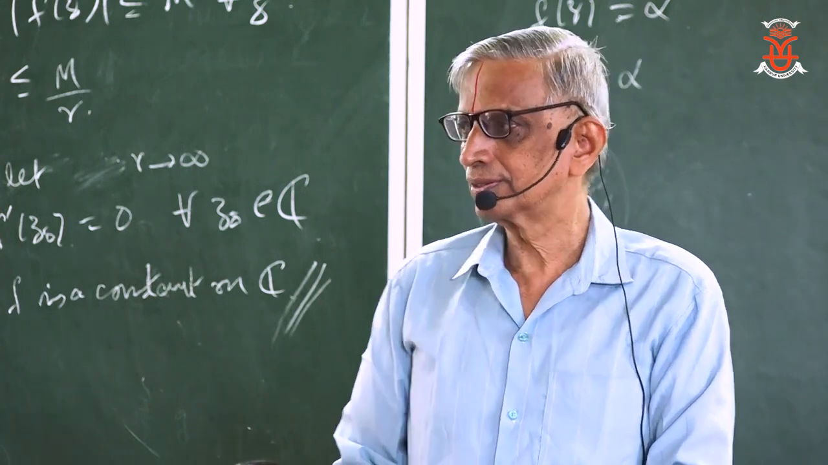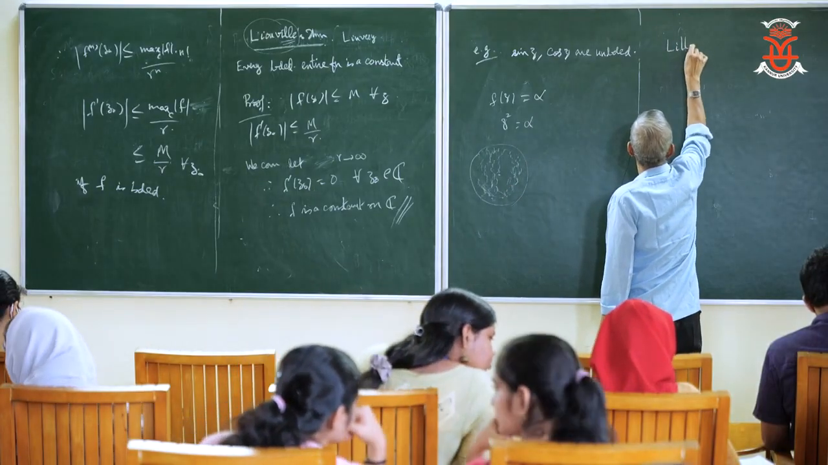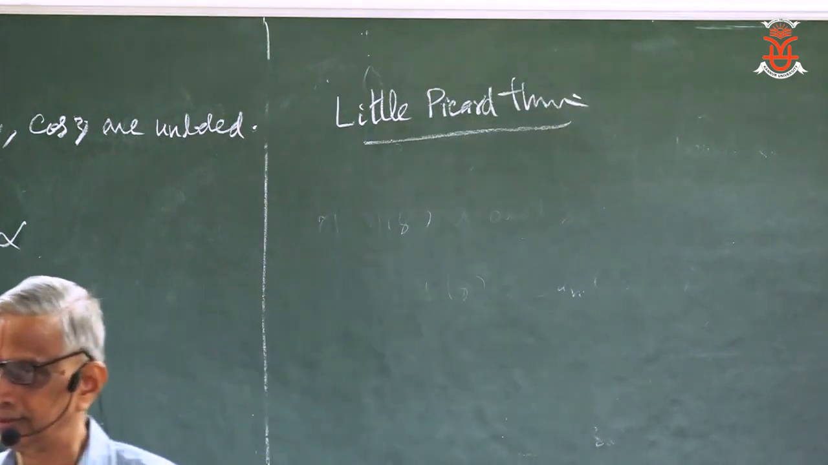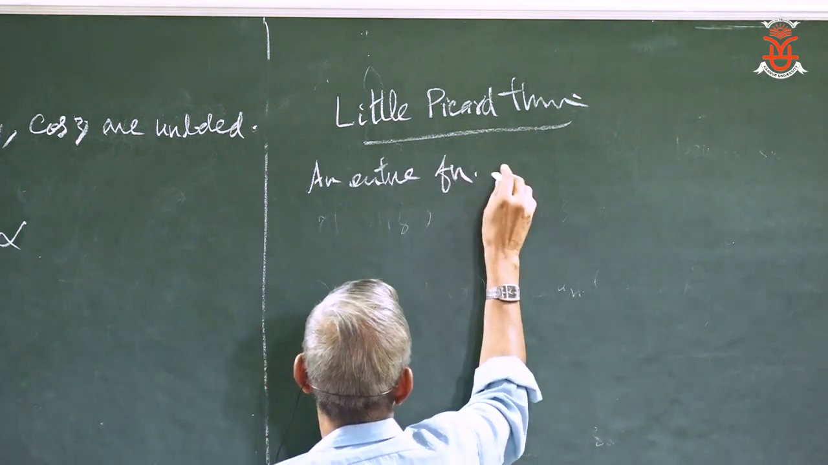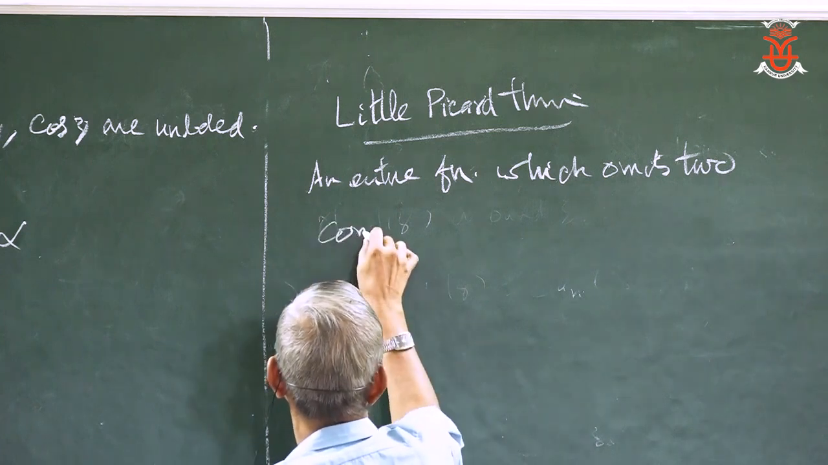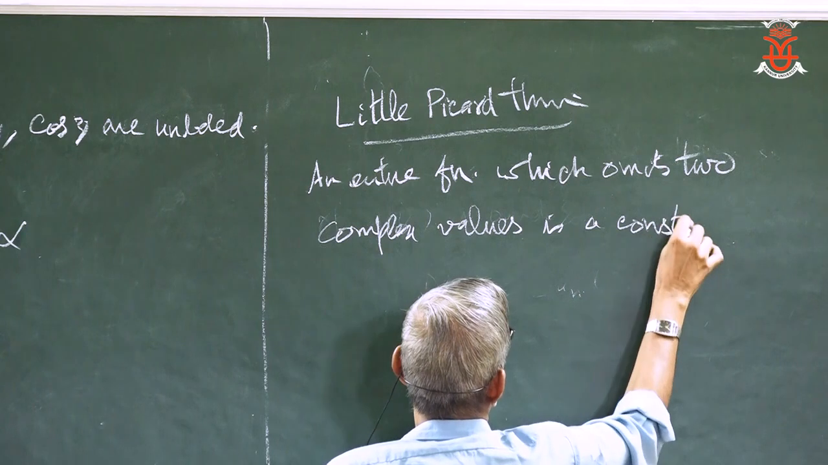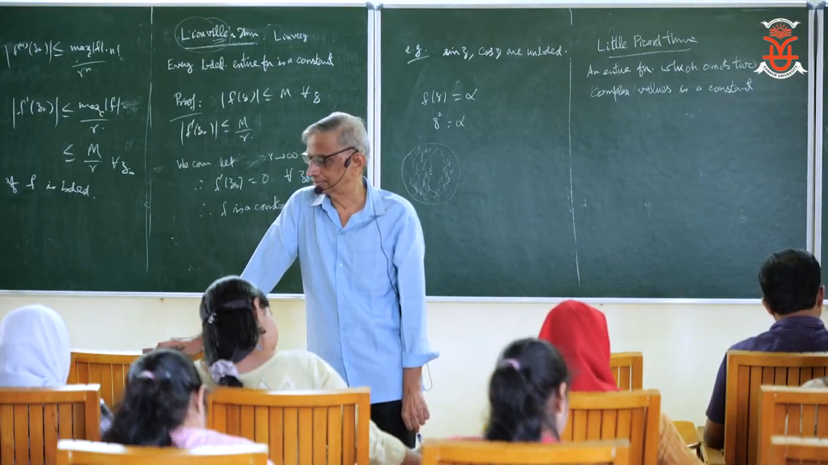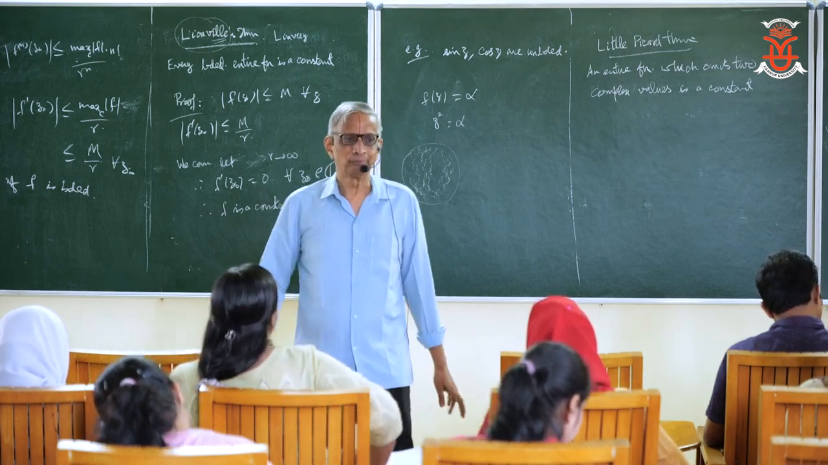Okay? So this is known as the little Picard theorem. An entire function which omits two complex values is a constant. We will not be proving this, I guess. But just to put Liouville's theorem in context, right? So, a rather weak result in some way compared to the Picard theorem.